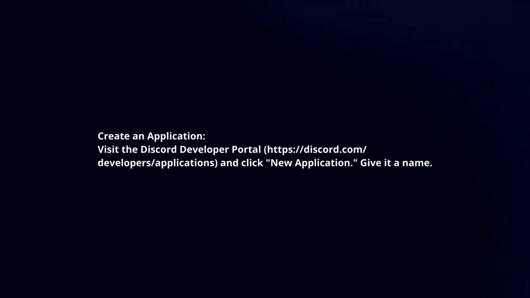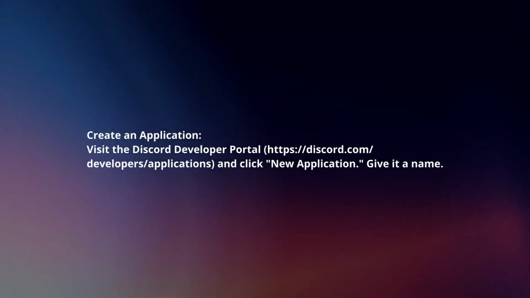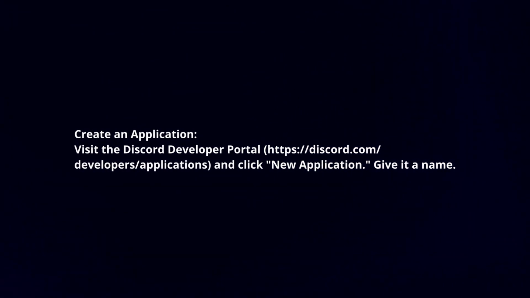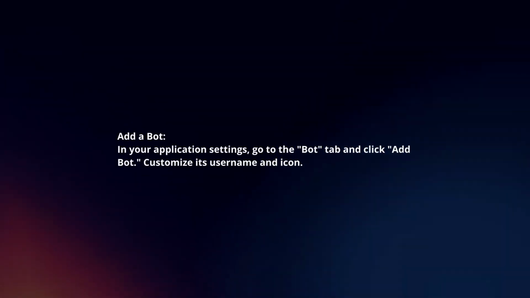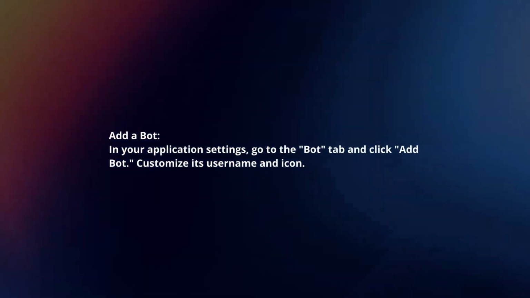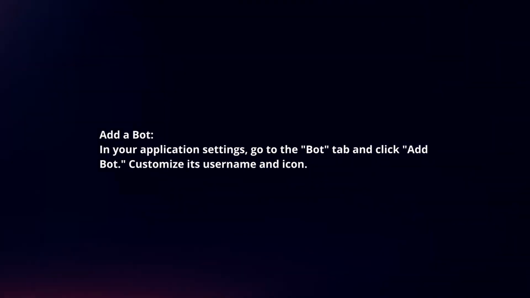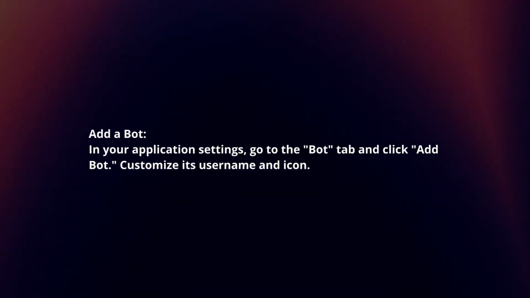Create an application. Visit the Discord developer portal and click New Application. Give it a name. Add the bot. In your application settings, go to the Bot tab and click Add Bot. Customize its username and icon.